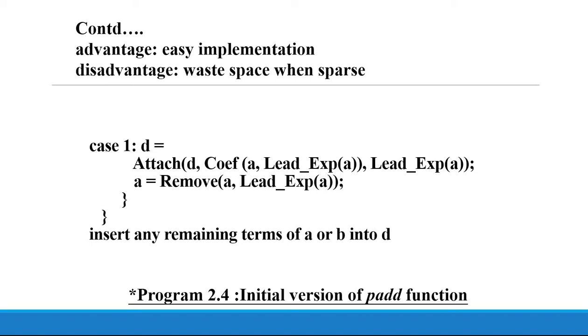Then when we are comparing the lead exponent of a, if it is greater than the lead exponent of b, the compare macro will return 1. In such a case, we have to attach the coefficient of the lead term of a and its exponent to the resultant polynomial, and we have to remove the lead term from a.